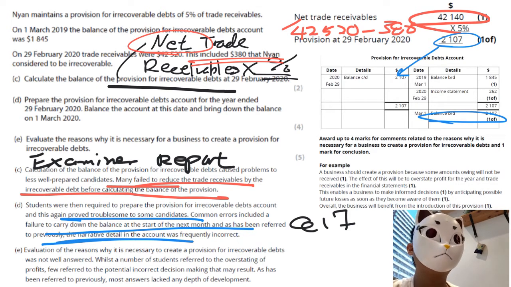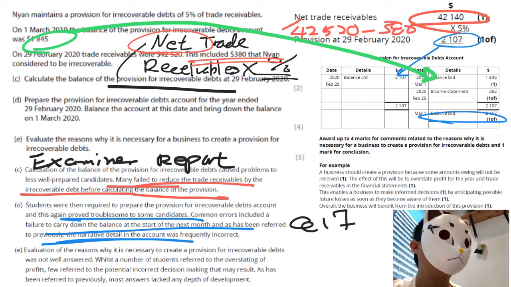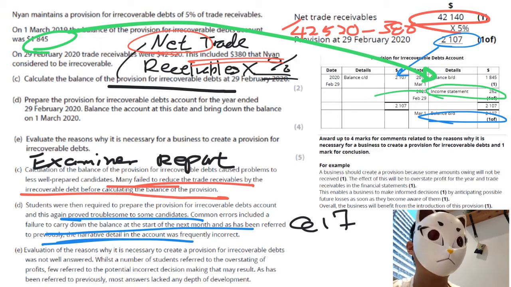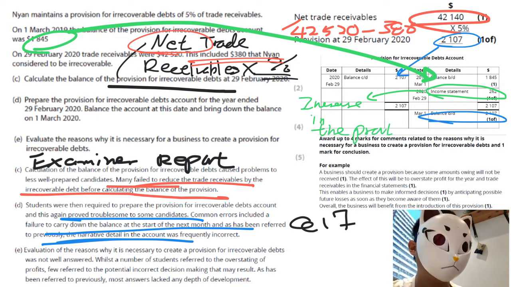So what you need to do is first grab the balance brought down, and then compare the balance brought down and the balance carried down, as you can see here. You have to add it up to make it balance, because there is an increase in the provision. So that's it for part D.